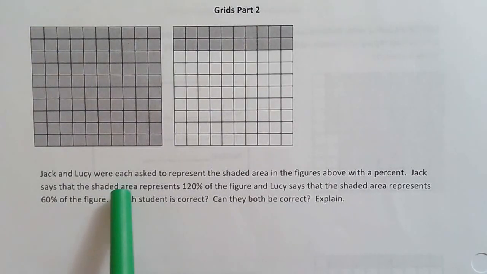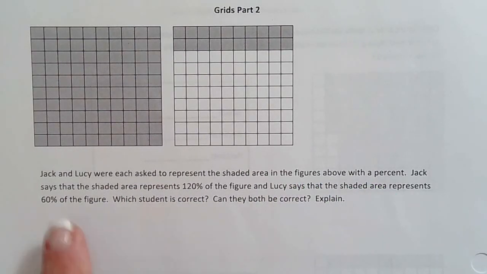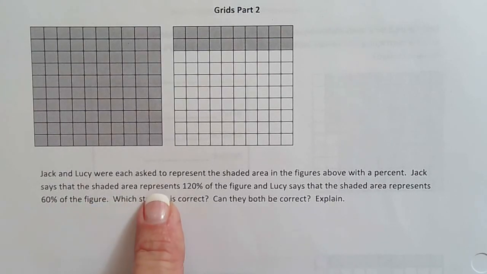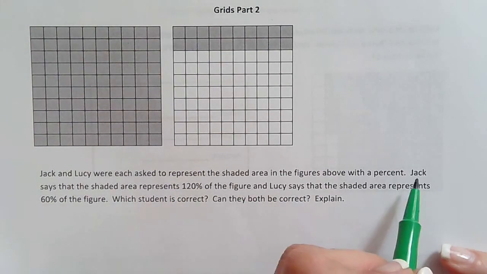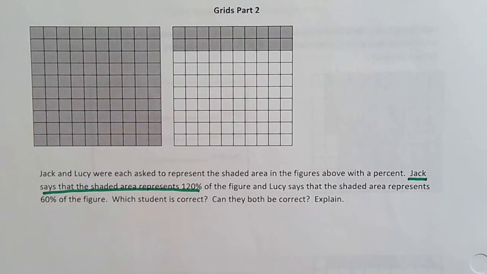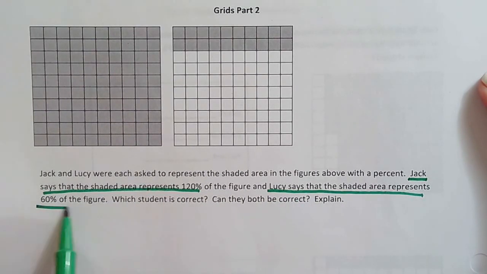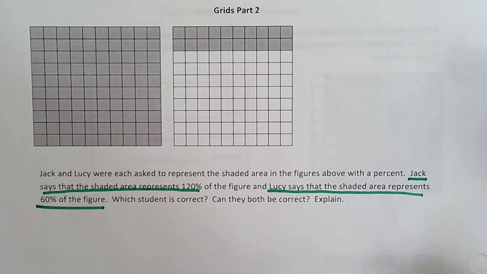So Jack and Lucy were each asked to represent the shaded area in the figures above with a percent. Jack says the shaded area represents 120%. So let's underline that. So Jack is 120%. Lucy says the shaded area represents 60%. Which student is correct? Can they both be correct? Explain.